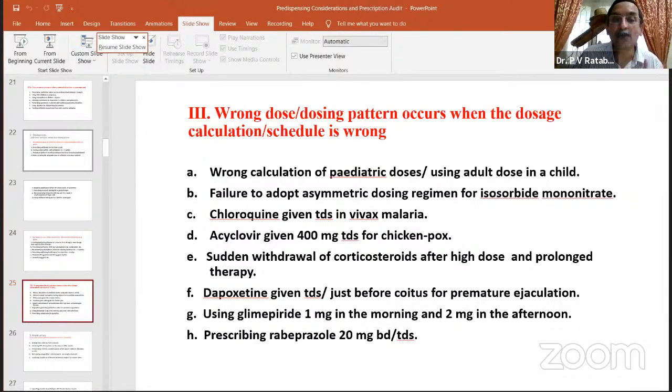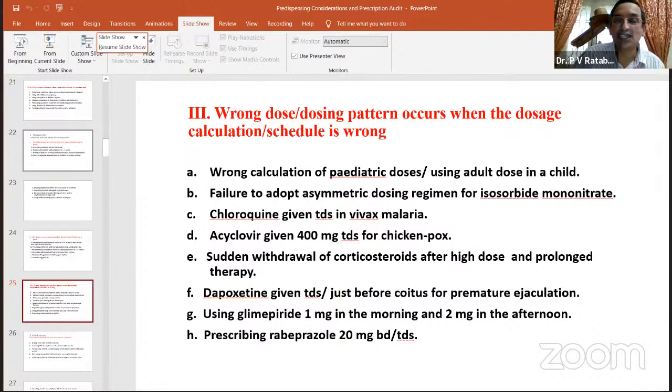Then, sudden withdrawal of corticosteroids after high dose and prolonged therapy. This can be disastrous. If the patient comes to you repeatedly with a corticosteroid prescription and suddenly withdraws, or you now realize that a doctor has stopped suddenly, then you can educate the patient. It has to be slowly withdrawn. Abrupt withdrawal can cause a very high degree of complications.